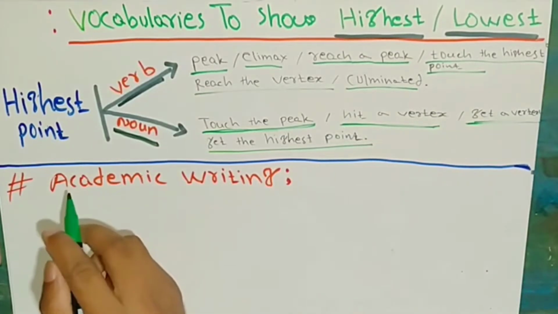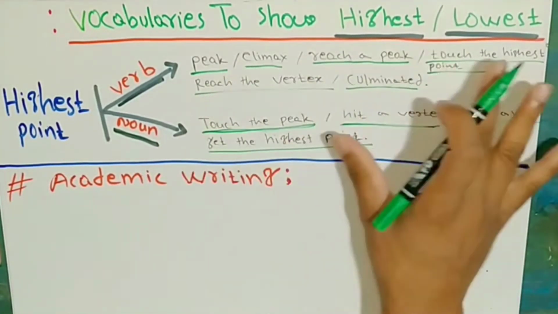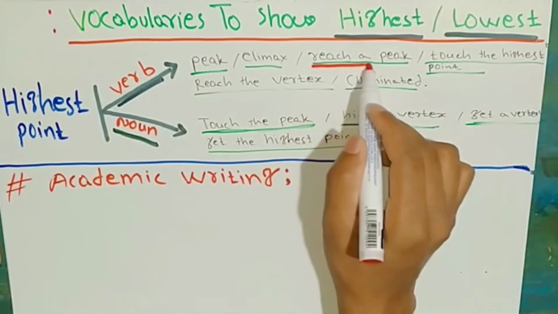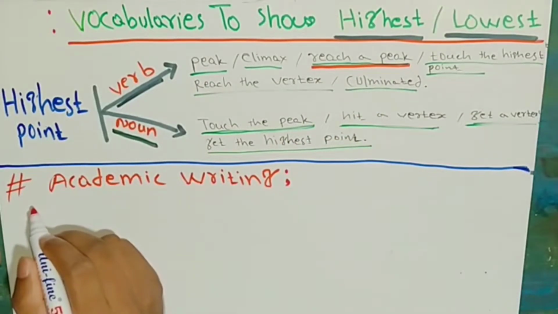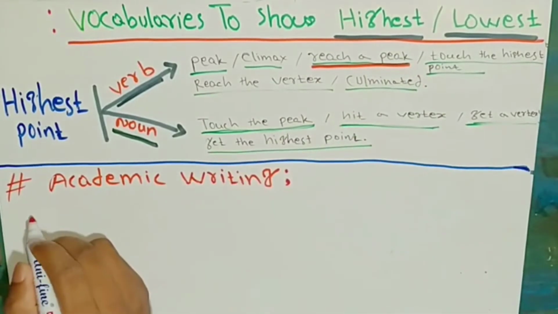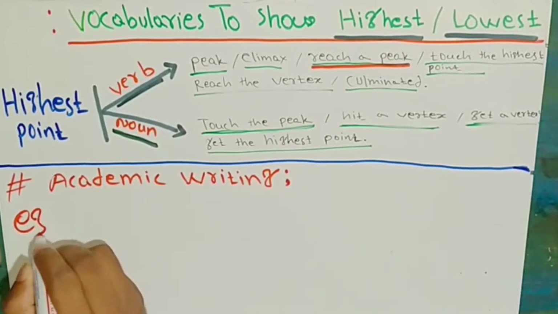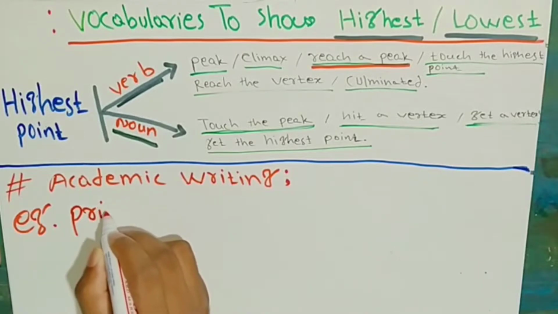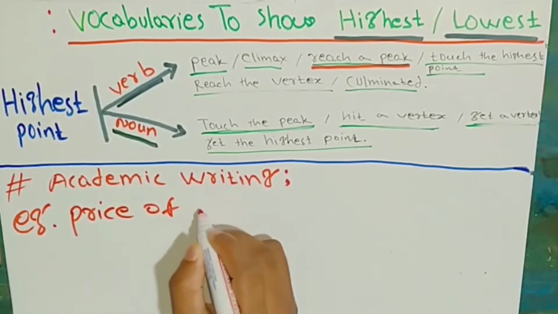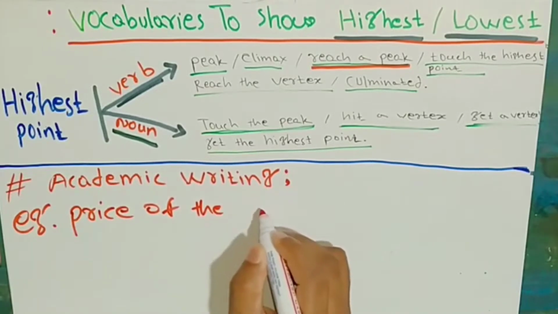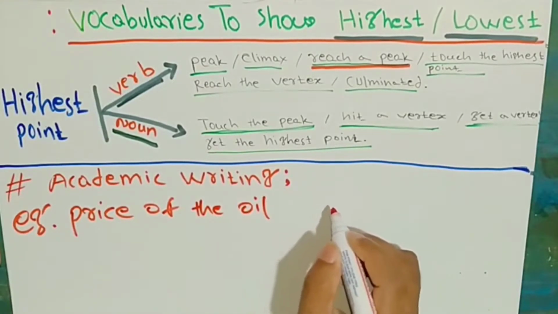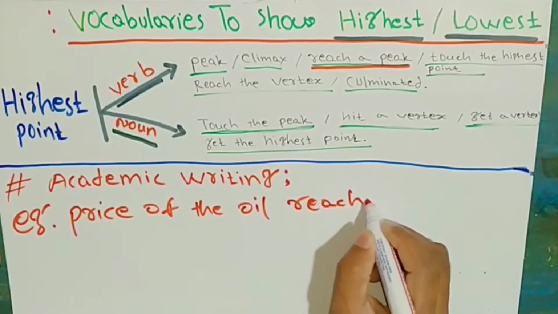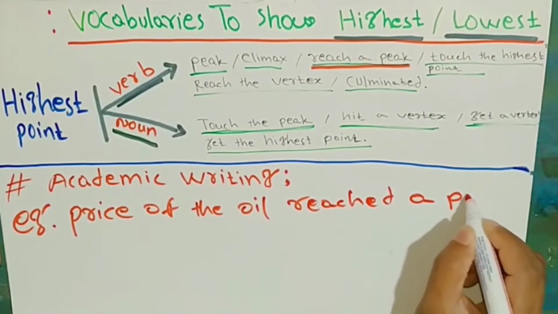So let's see how we write academic writing by using these words. Let me pick one word from here. Let's choose this one, the word reach a peak. You can make a sentence, for example: the price of wine reached a peak.